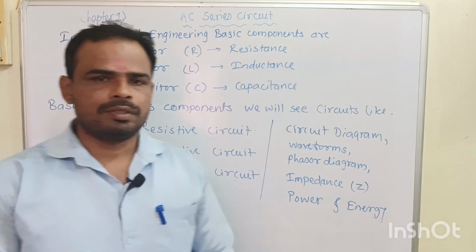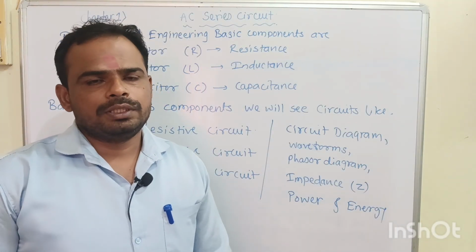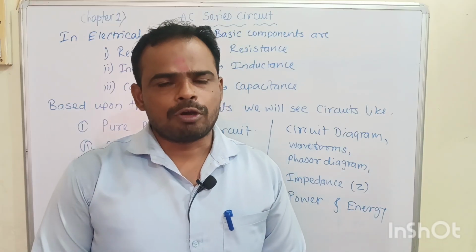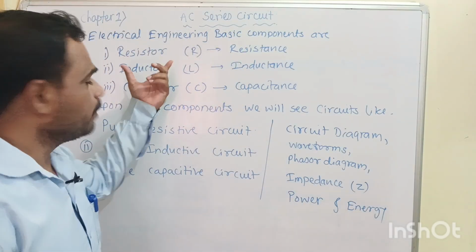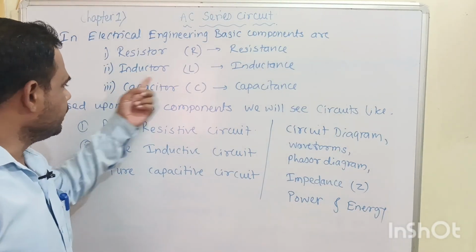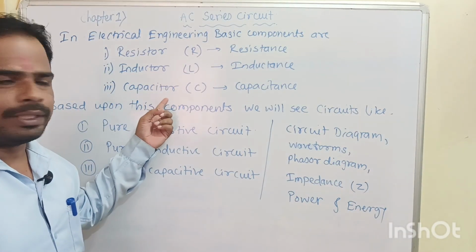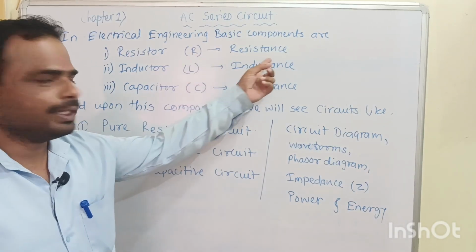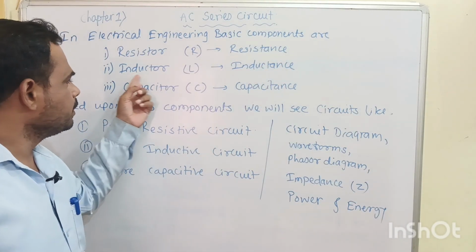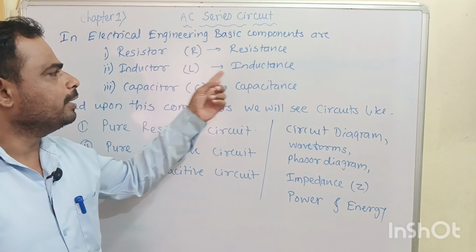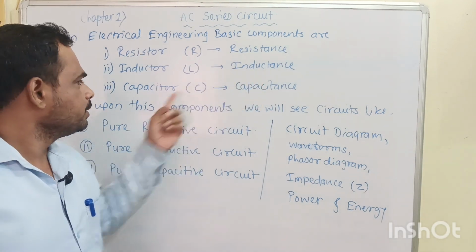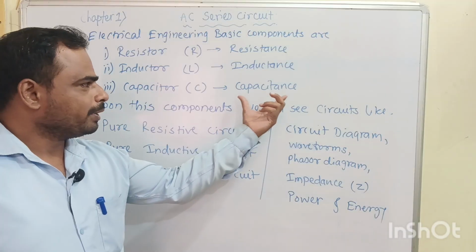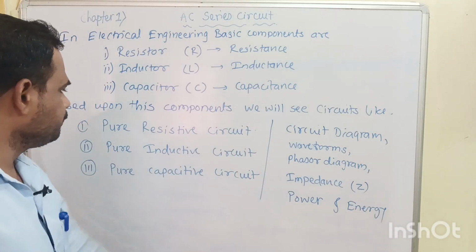नमस्कार मित्रों. In electrical engineering there are three basic components. First is resistor, second is inductor, and third is capacitor. Resistor is denoted by letter R and it shows the property of resistance. Inductor is denoted by letter L and it shows the property of inductance. Capacitor is denoted by letter C and it shows the property of capacitance.